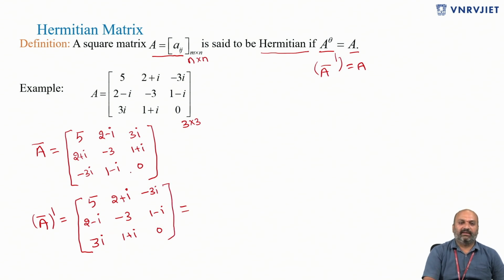Observe carefully the matrix A and the transposed conjugate of A. The first row is 5, 2 plus i, minus 3i, and here also the same. The second row is 2 minus i, minus 3, 1 minus i, and here also the same. The third row is 3i, 1 plus i, 0, and the same here. This is actually the matrix A itself. So from this we can say A theta equals A, which means the given matrix A is a Hermitian matrix.